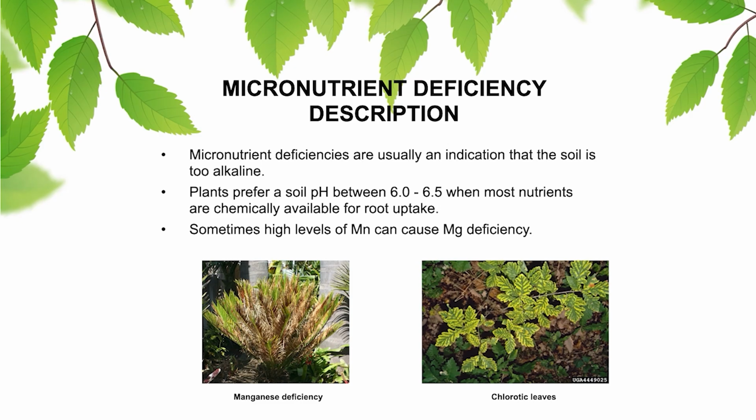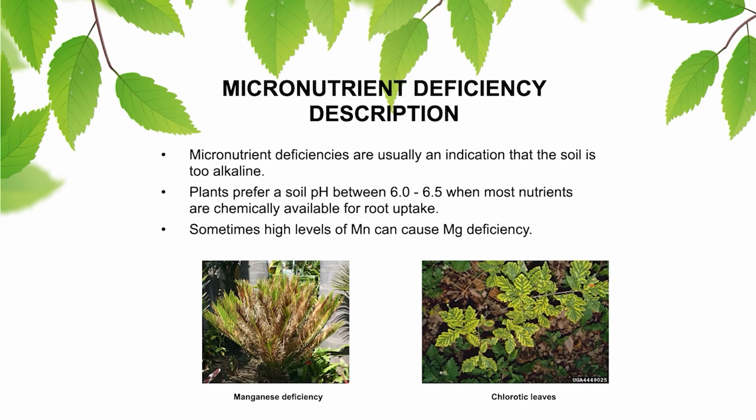Micronutrient deficiency description. Micronutrient deficiencies are common in many different tree species, including red maples, pin oaks, birches, palms, sweet gum, and other trees. Micronutrient deficiencies can be due to a lack or excess of certain nutrients in the soil, or because of pH-related issues.